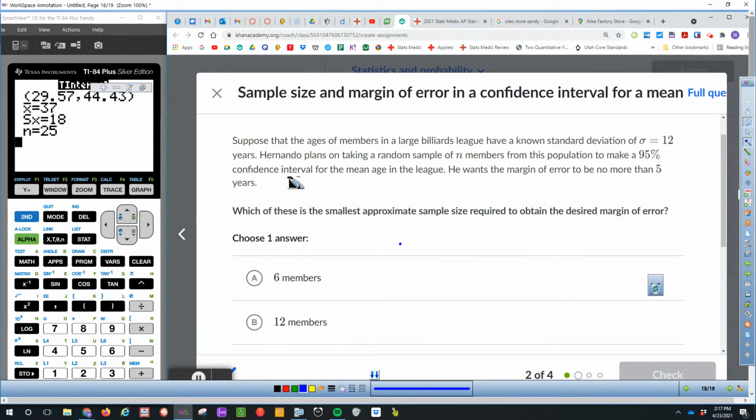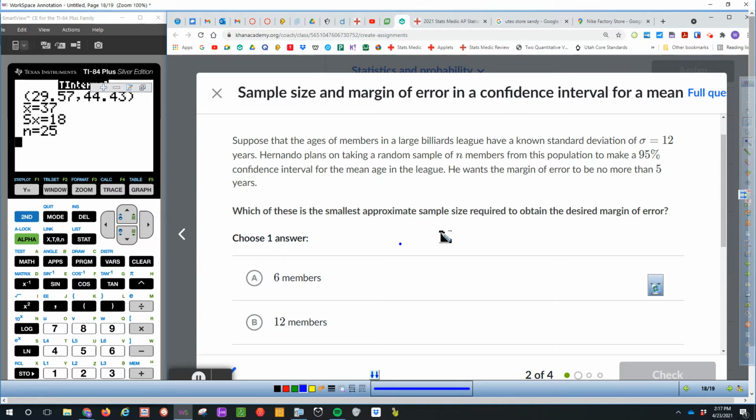So let's read the question. Suppose that the ages of members in a large billiards league have a known standard deviation of sigma equals 12 years. Hernando plans on taking a random sample of n members from this population to make a 95% confidence interval for the mean age in the league. He wants the margin of error to be no more than 5 years. Which of these is the smallest approximate sample size required to obtain the desired margin of error?